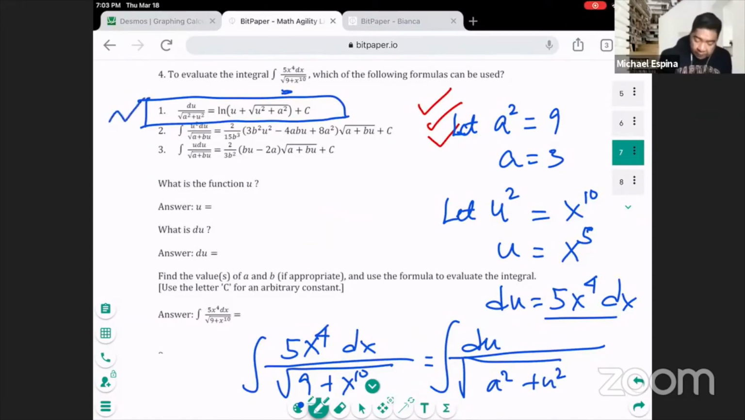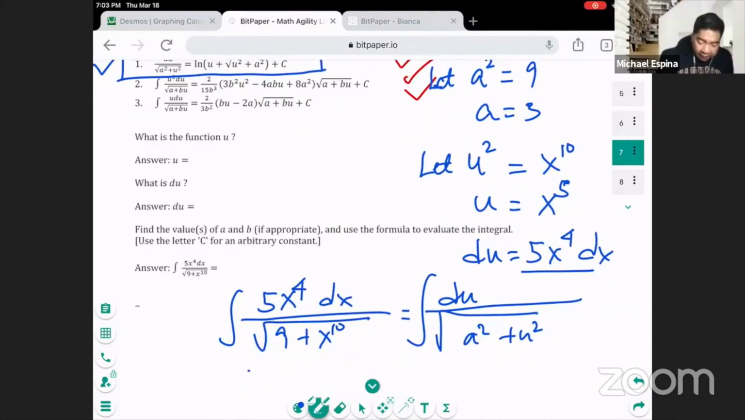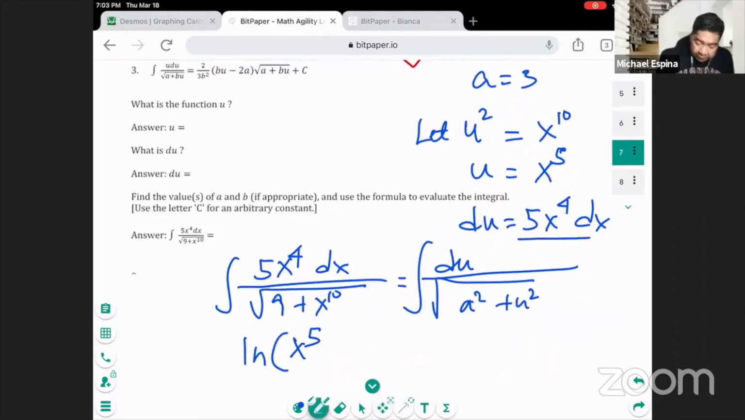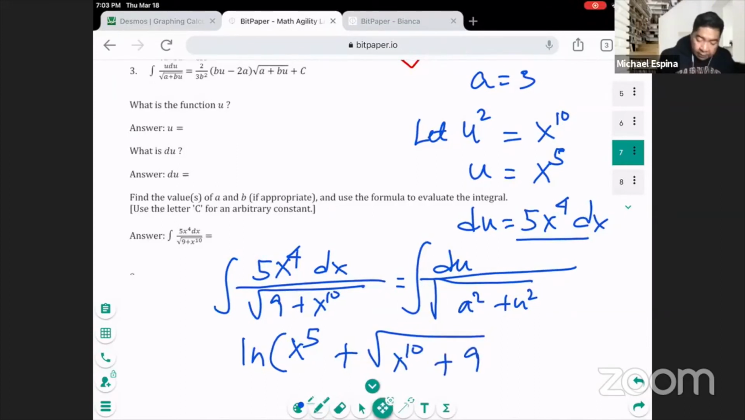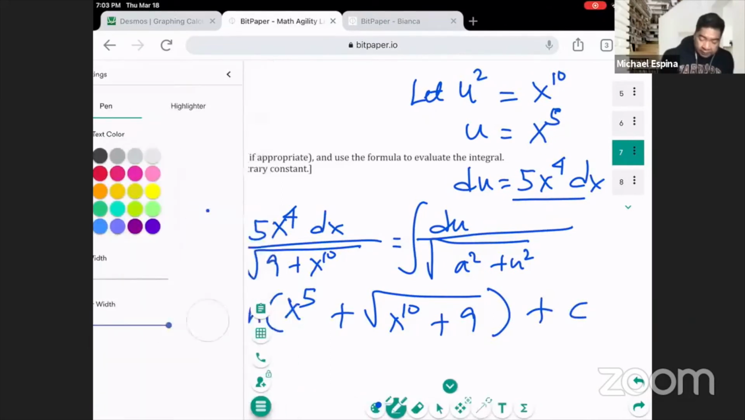The integral of this would be, it says there, ln of u, which is x to the 5th, plus the square root of u squared, so x to the 10th plus a squared, which is 9. And that's it. Then plus c, since this is an indefinite integral. So our answer is this.